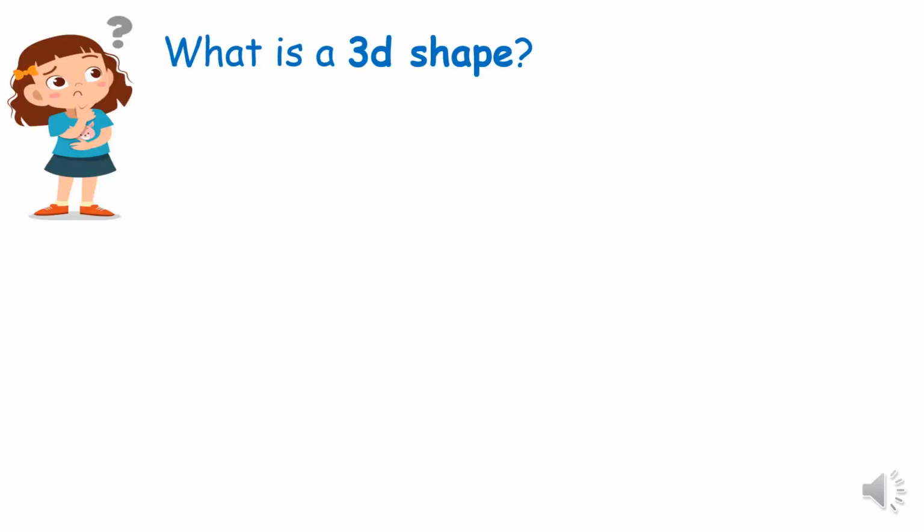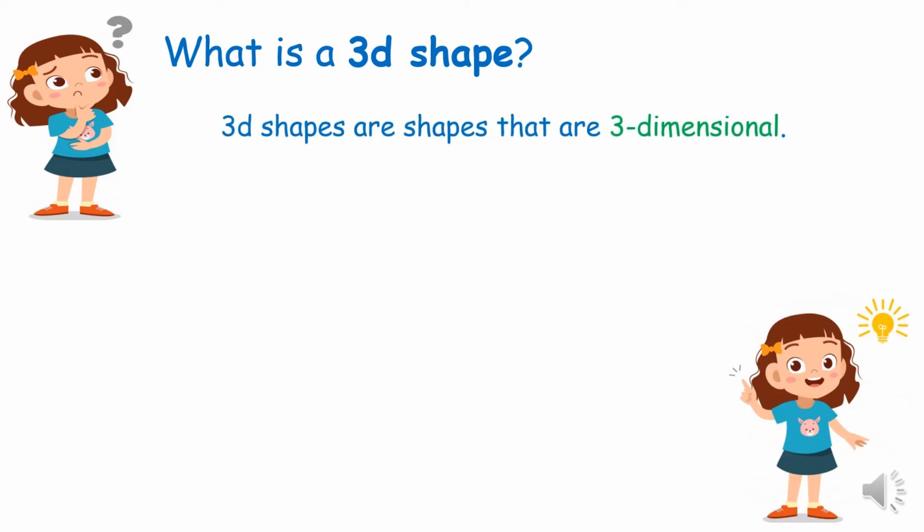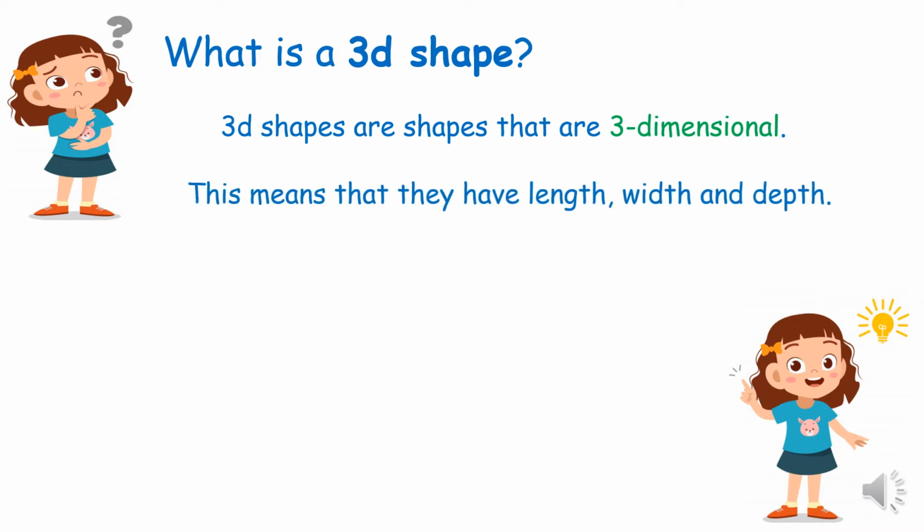What is a 3D shape? Can you think back to yesterday's lesson and remind yourself, what is a 3D shape? What does this mean? 3D shapes are shapes that are three-dimensional. Can you say that? Three-dimensional. That means that these shapes have 3 dimensions. They have length, they have width, and they have depth.